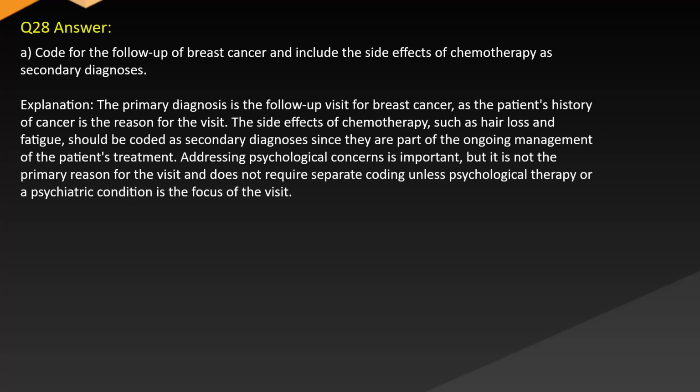Answer A. Code for the follow-up of breast cancer and include the side effects of chemotherapy as secondary diagnoses. The explanation. The primary diagnosis is the follow-up visit for breast cancer, as the patient's history of cancer is the reason for the visit. The side effects of chemotherapy, such as hair loss and fatigue, should be coded as secondary diagnoses since they are part of the ongoing management of the patient's treatment. Addressing psychological concerns is important, but it is not the primary reason for the visit and does not require separate coding unless psychological therapy or a psychiatric condition is the focus of the visit.